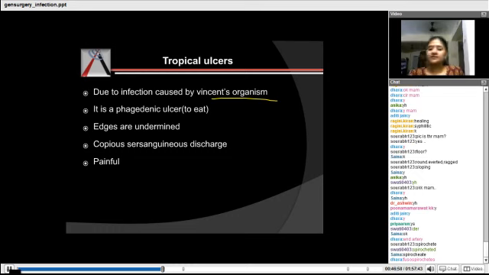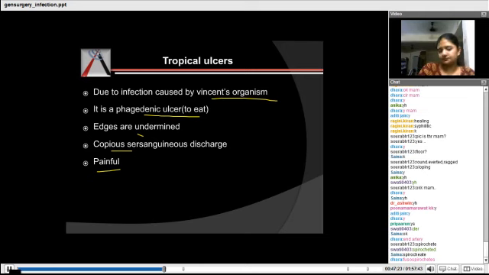Very good. Fusospirochetal gangrene. Very good. Okay. So it's a phagedenic ulcer. Means it kind of eats up. The edges will be undermined and you will have some copious serosanguineous discharge. Serosanguineous means almost a watery, dilute kind of discharge, which is copious. So large volume, and it's a very painful ulcer.